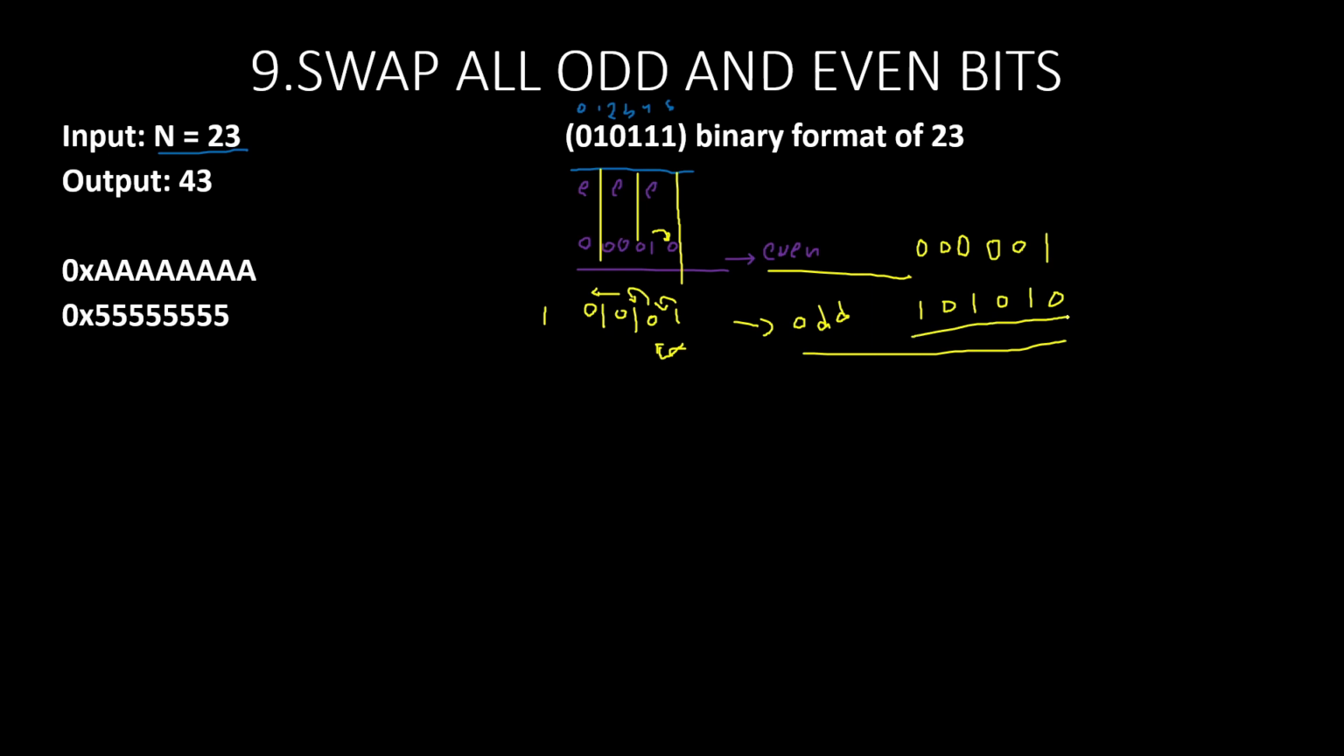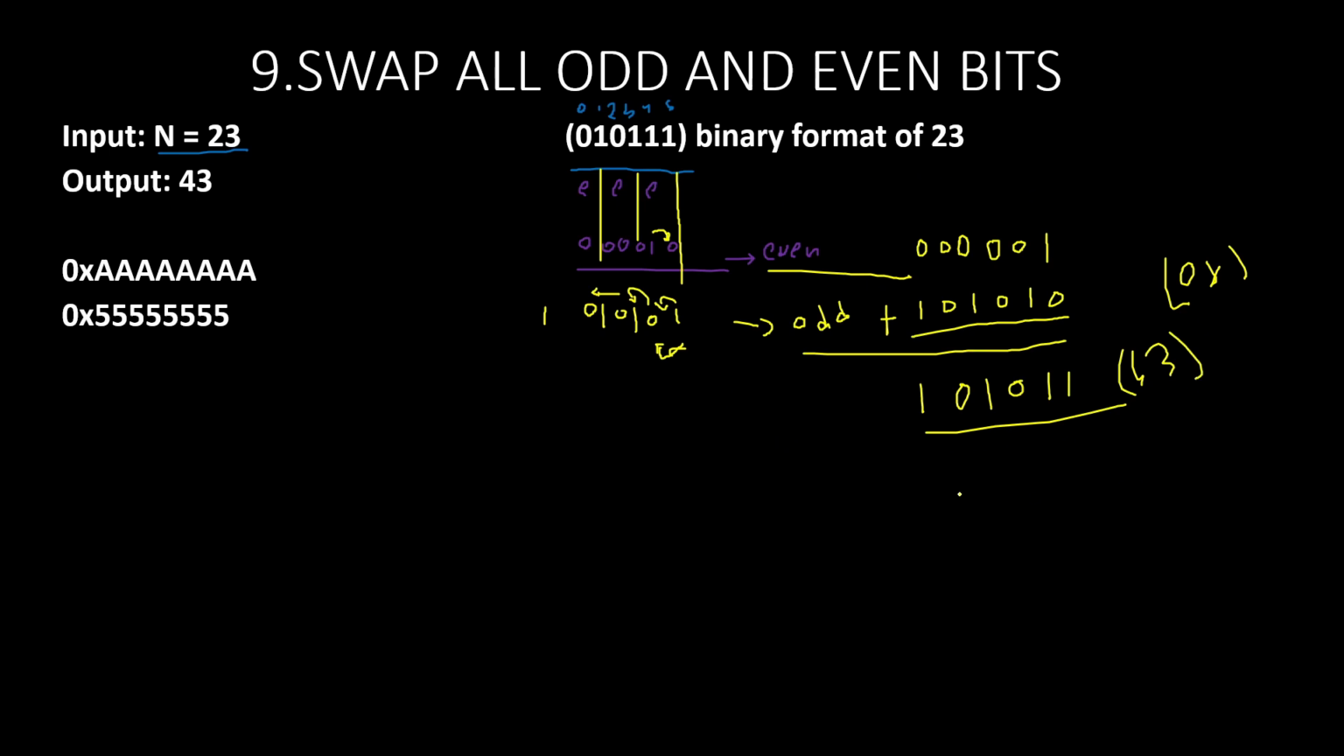Now we have shifted the bit positions. The odd bits are shifted to the even position, and the even bits are shifted to the odd position. They have been shifted separately. Now we have to combine those. How do we combine them? We use the plus symbol, which means we are doing an OR operation. If we do the OR operation, we will get 1, 1, 0, 1, 0, and 1. If you convert this into decimal format, it is equal to 43. And this is our output here.